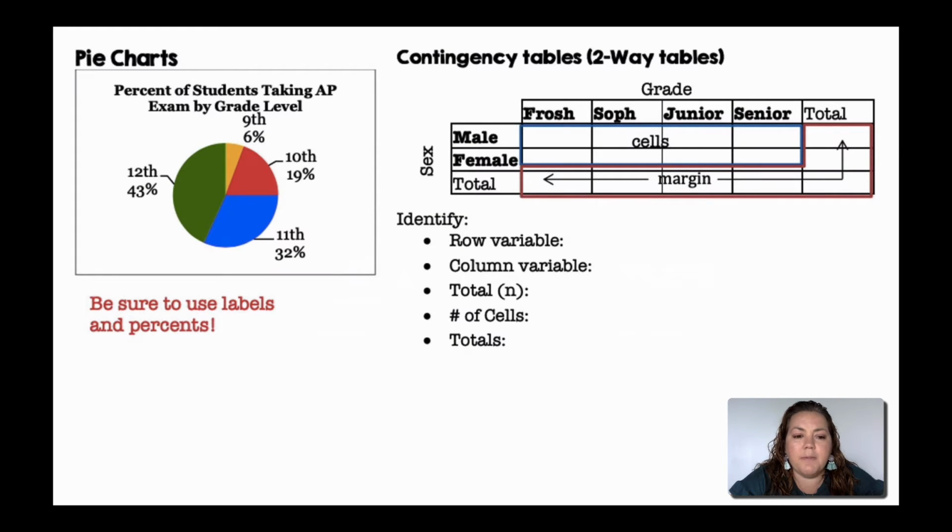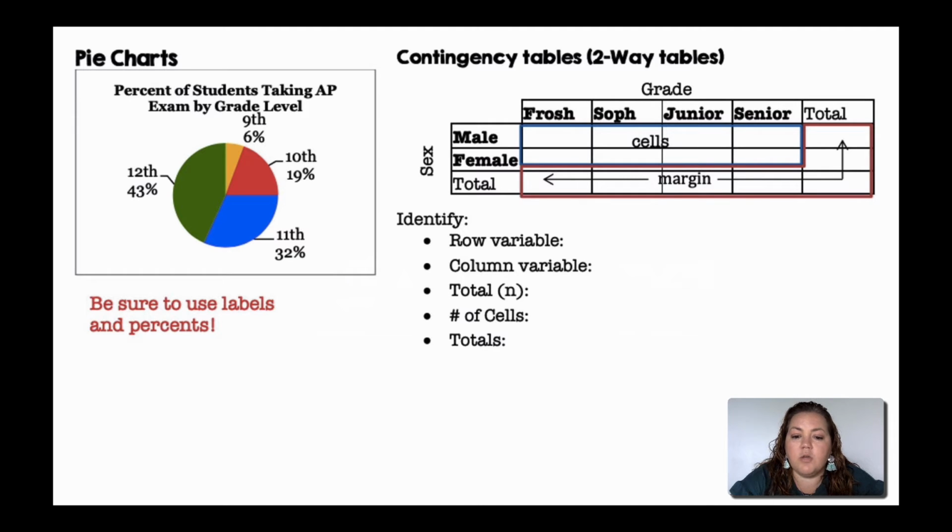All right, another type of display for categorical data or qualitative data are pie charts. Make sure to use labels and percentages when you're making a pie chart. A contingency table, or a two-way table, is very much like our frequency table, just has the totals, those margins.